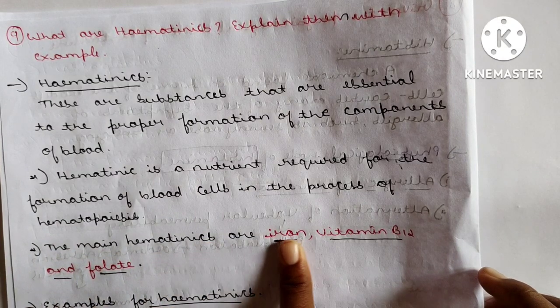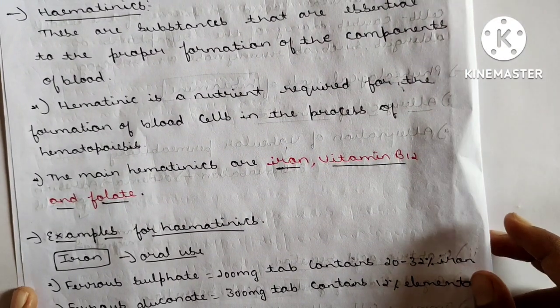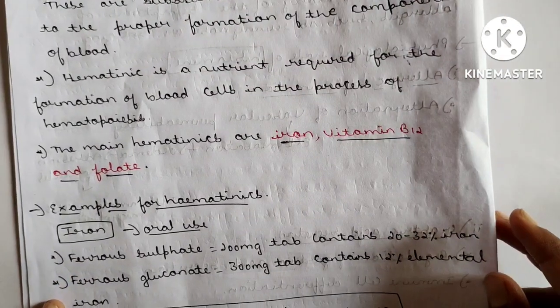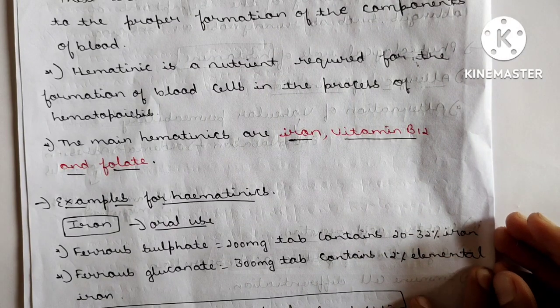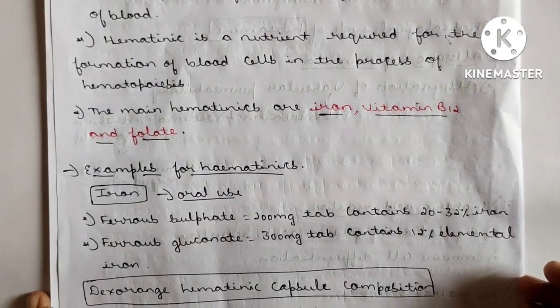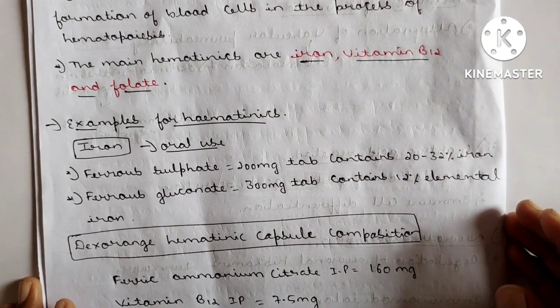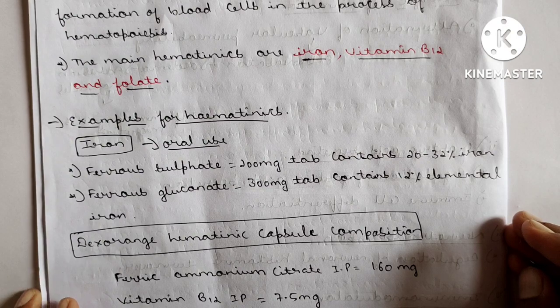The main hematinics are iron, vitamins, and folate, that is, folic acid. Examples of hematinics: iron, for oral use we give ferrous sulfate 200 mg tablet, which contains 20 to 32% iron. Ferrous gluconate 300 mg tablet contains 12% elemental iron. Then the Dexorange hematinic capsule composition. See one example, Dexorange syrup, Dexorange capsule.